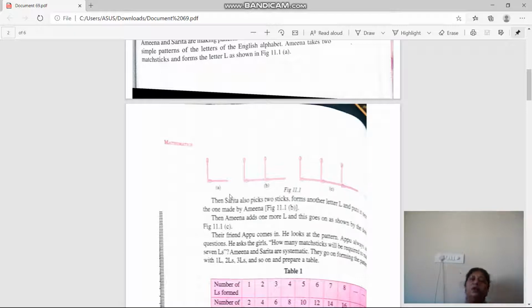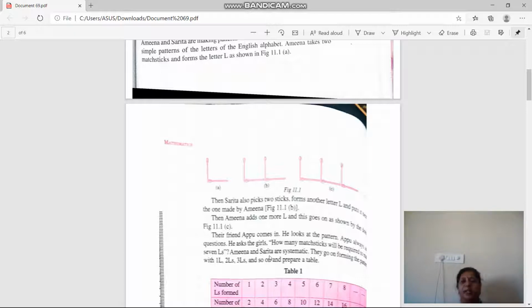Okay. So can anyone tell me how many matchsticks are required for one L? Two matchsticks are required. For two L's, 4. For 3 L's it requires 6, right? So let's see. Then Appu comes. He looks at the pattern. Appu always asks questions. He asks the girls, how many matchsticks will be required to form 7 L's? Now they have made up to 3. So he asks the girls, how many sticks are required for 7?